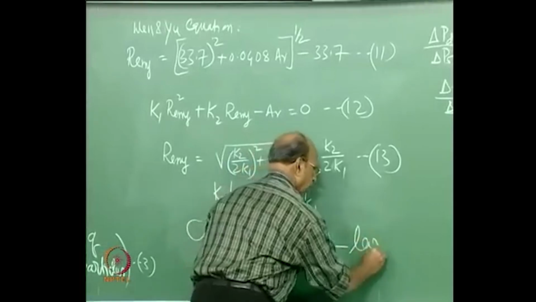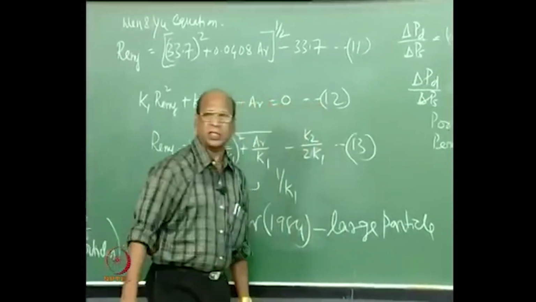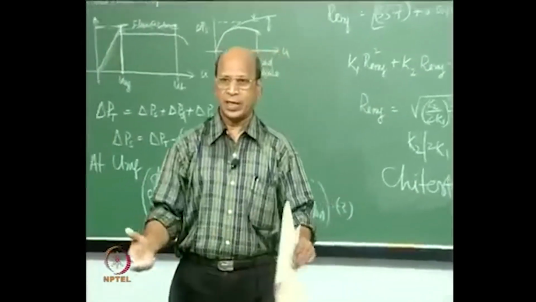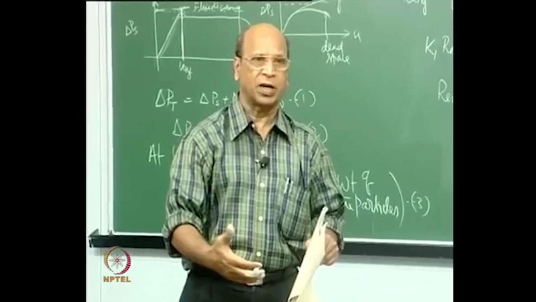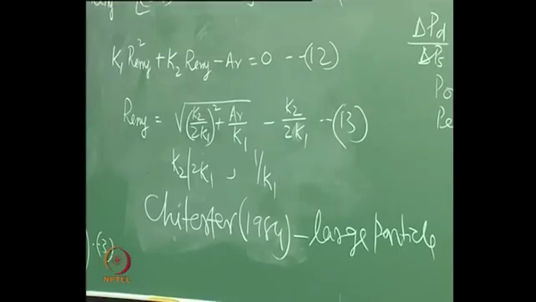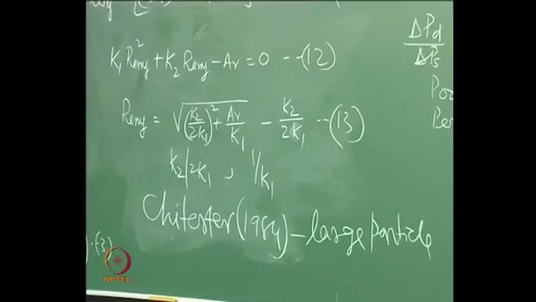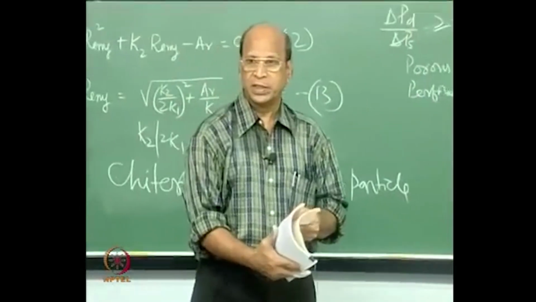Large particles. I have not mentioned what is large and what is small. Normally around 100 microns, if you have 200, 400, less than 500 microns, the Wen and Yu equation seems to be the better one. Above that, the Chichester equation seems to be better. So with that, I think minimum fluidization velocity is over. Then I think I have to do the remaining parameters tomorrow.